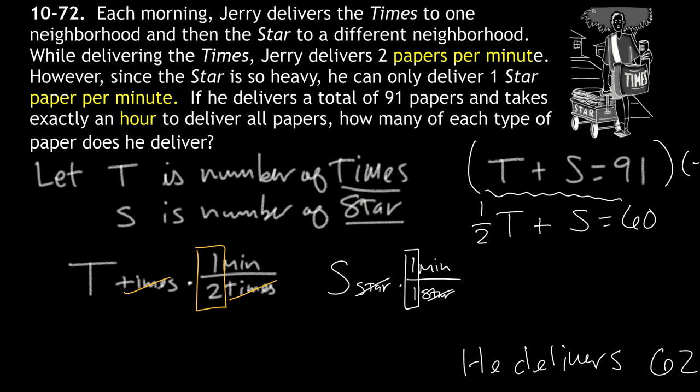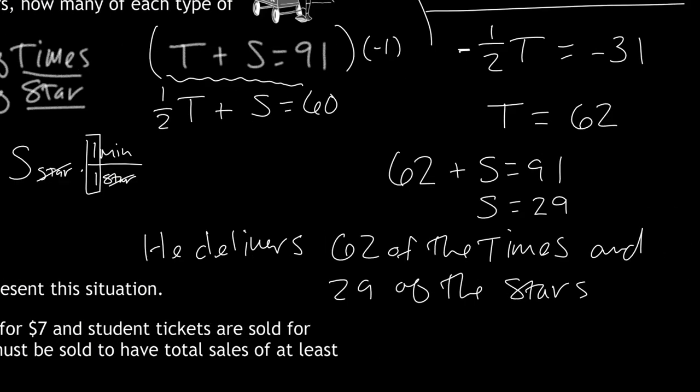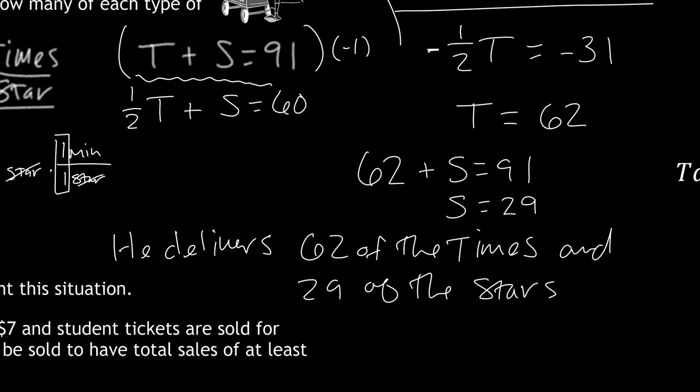And I can deliver the Times 2 per minute. If I take 62 times a half, that means it takes me 31 minutes to deliver those Times. And the Star I can deliver 1 per minute, and there are 29 of those. And yes, 31 plus 29 is 60. So I'm pretty sure this is the correct solution. He delivers 62 of the Times and 29 of the Stars.